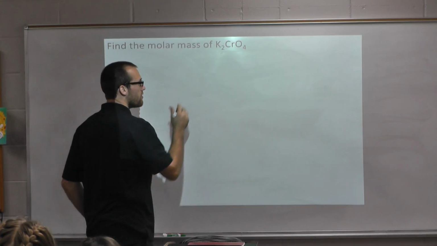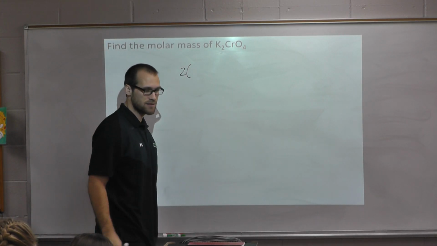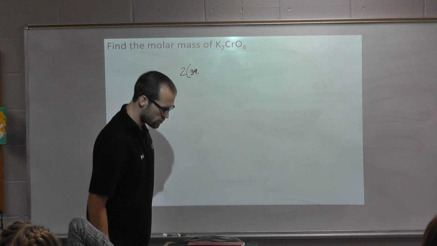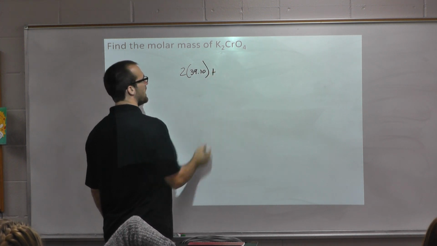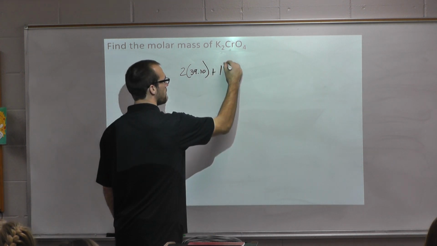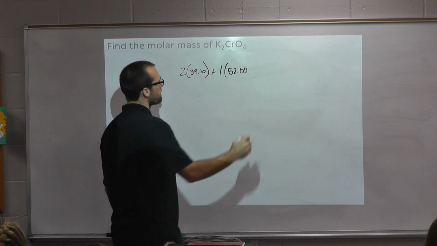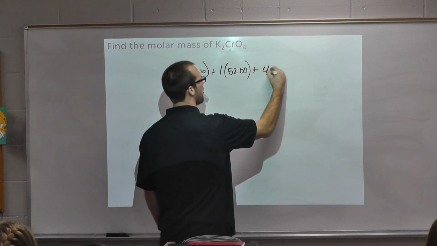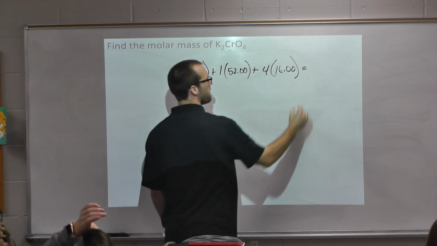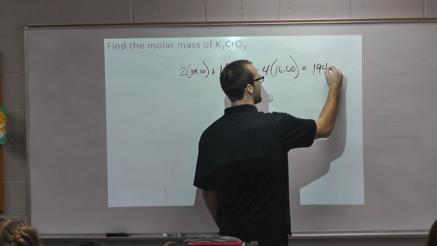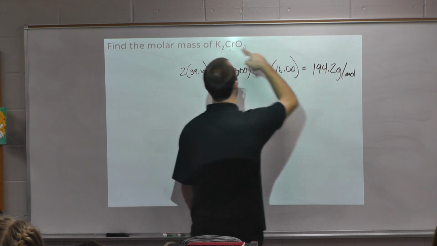So here's the quick way of doing it, without showing the whole thing out. How many potassium do I have? 2. What is its molar mass? 39.098, so 78.2. Yeah, 39.1. Plus, how many chromiums do I have? 1, which is 52.00. Plus 4 oxygens times 16. That equals 194.4. Here are your units: grams for every 1 mole of the whole thing.